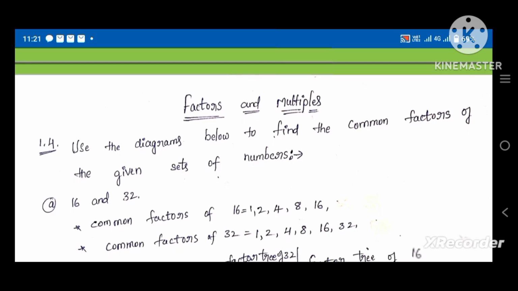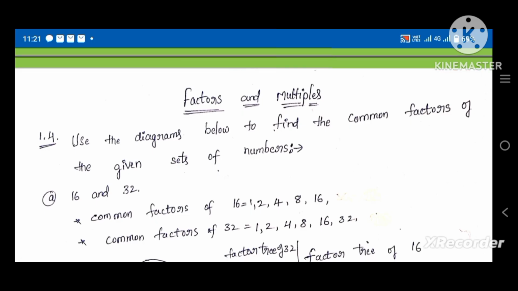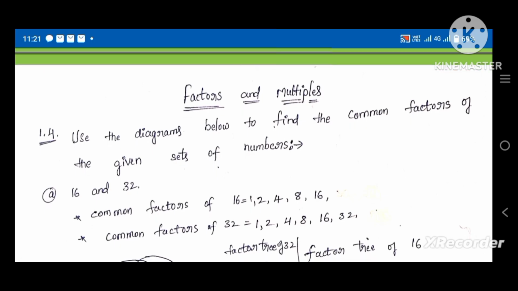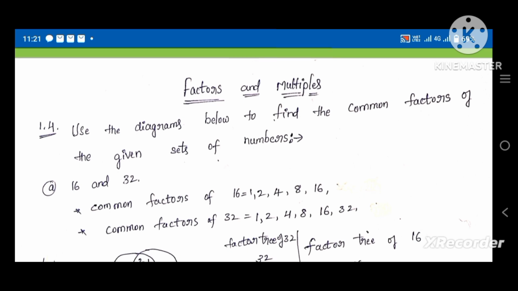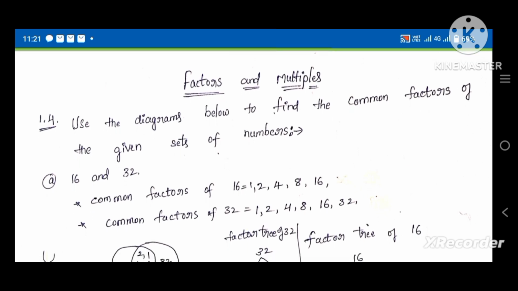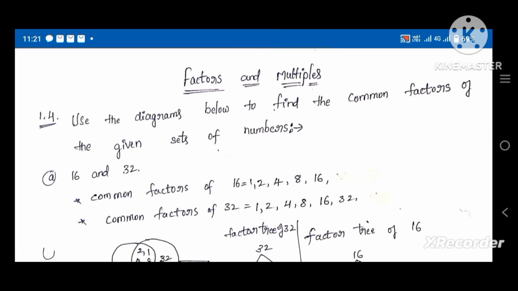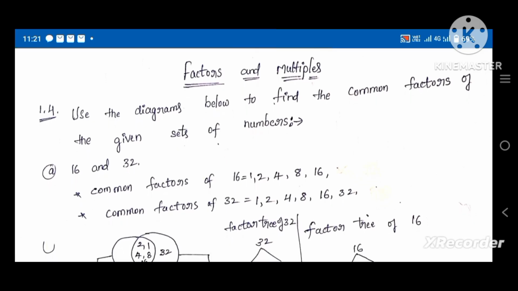1.4. Use the diagrams below to find the common factors of the given sets of numbers. A. 16 and 32. Factors of 16 are 1, 2, 4, 8, 16. Factors of 32 are 1, 2, 4, 8, 16, 32.